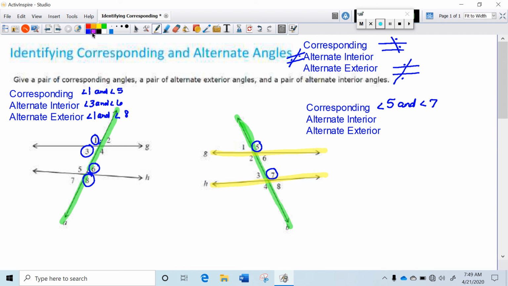And then alternate interior, where interior is inside. So angle 6, alternate means opposite side of the green line, and angle 3. So angle 6 and angle 3. And then alternate exterior, angle 1 is on the outside, and on the other side of the transversal, the outside, is angle 8.